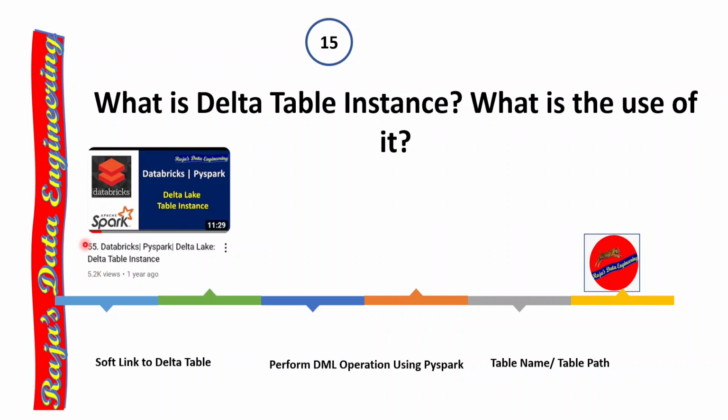And coming to the delta table instance, that is nothing but a soft link to the delta table. For a delta table, using SQL queries we can perform any operations easily like update, delete, select. But in case we have to perform any DML operations on the delta table using the PySpark programming language, then first of all we have to create a delta table instance. In order to create a delta table instance, we can use either the table name or the table path. Right, these are the points we need to cover for this question.